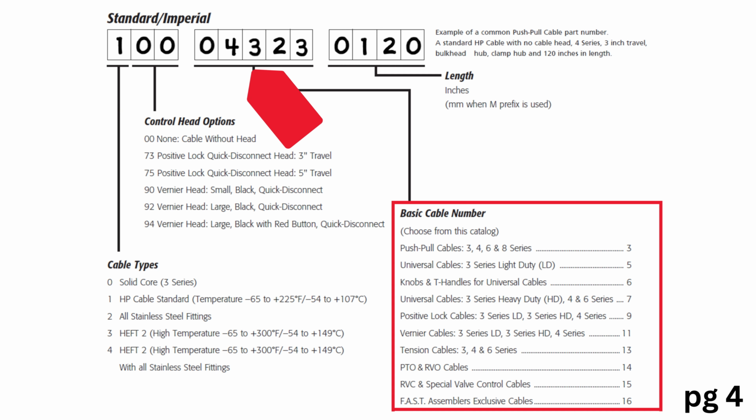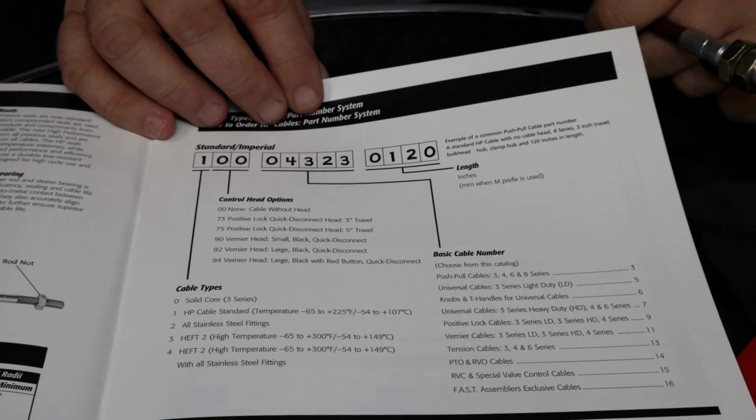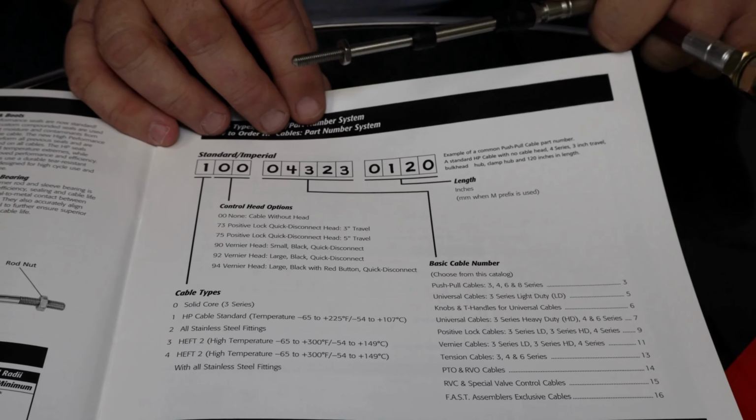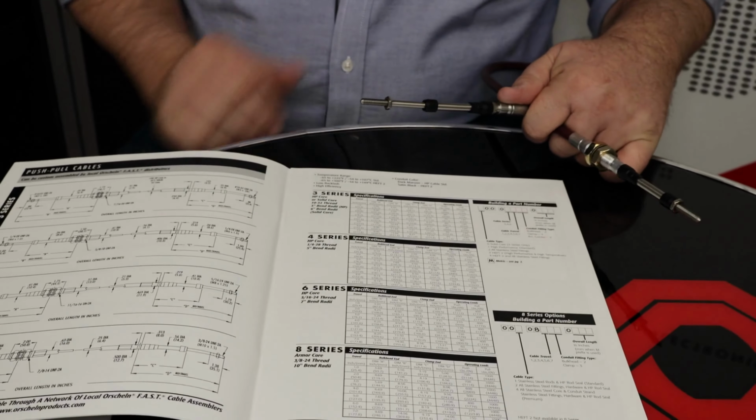The middle section is really the key. It has all the details that the cable builder needs to know to build the cable. And the final series of numbers is just the length. So the cable we're going to look at first here is this push-pull cable like I have in my hand. It's located on page 5 and 6 of our catalog.